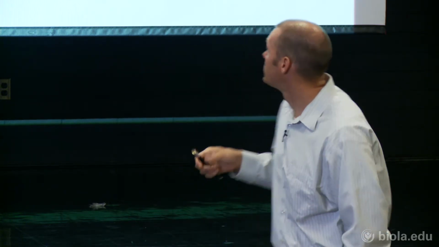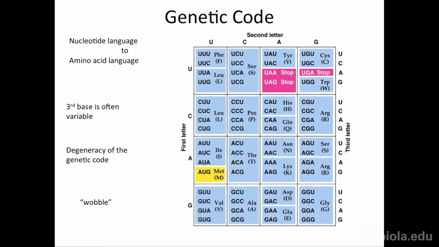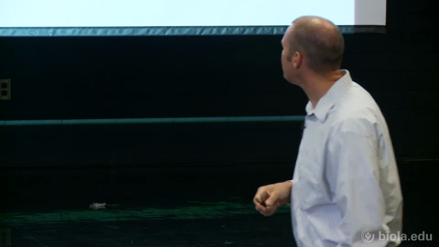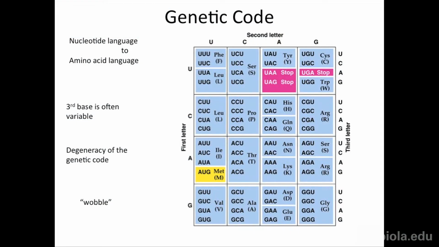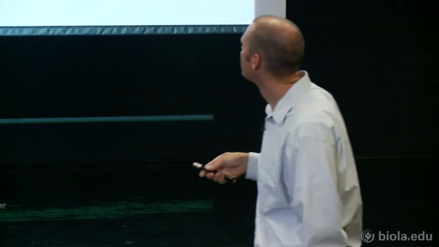Notice that it's the 3rd base that often is the difference between them, okay? The first 2 bases will almost always be the same, UU and UU for phenylalanine. It's just the 3rd base that might change. And we call that the wobble factor. So it can wobble in the 3rd base. Here's leucine. Leucine, you could wobble any way in the 3rd nucleotide of the codon. And so we call the 3 nucleotides the codon.